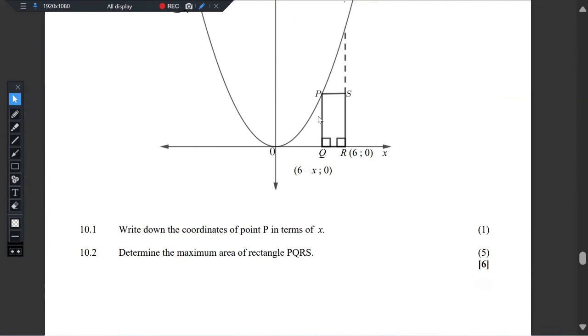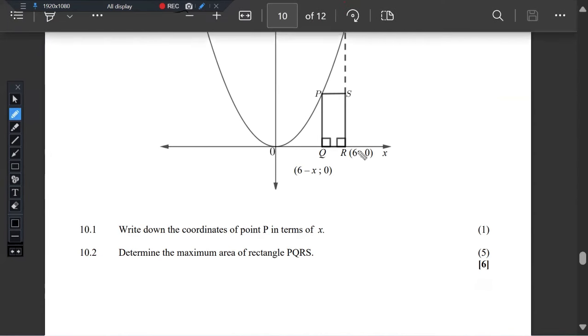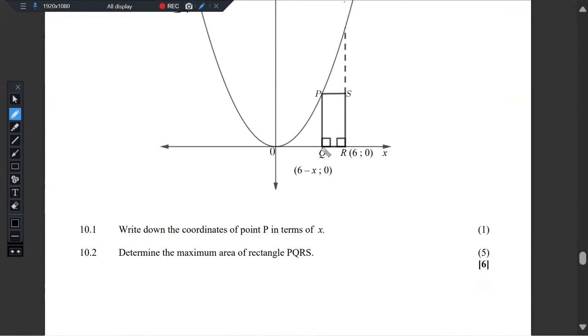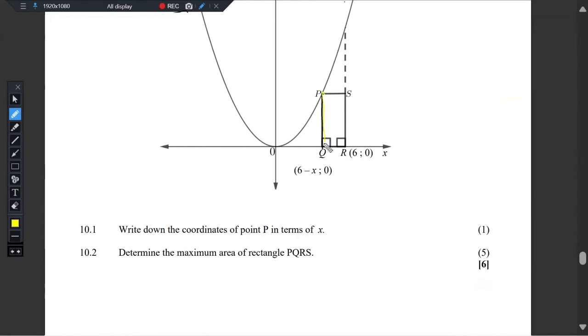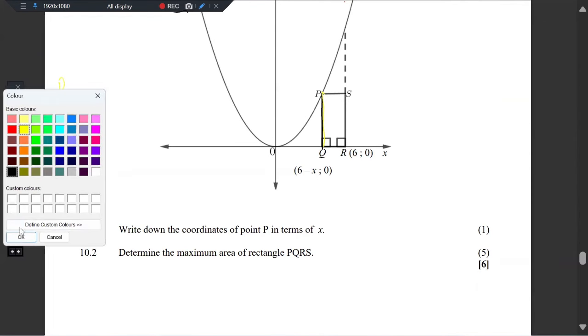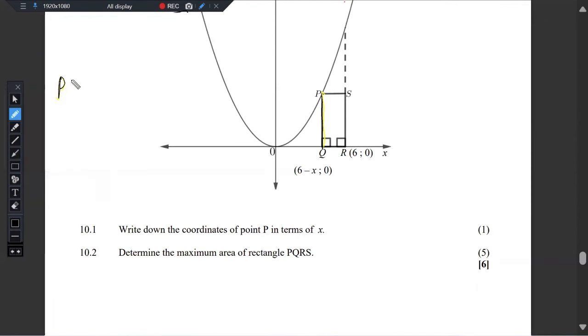Now, that one is quite simple. All you have to understand here is that if you look at P in reference to Q, you can see that they lie on the same vertical line. Then that means they share the same x coordinate. So the x coordinate for P would be the same as the x coordinate for Q, that's 6 minus x.